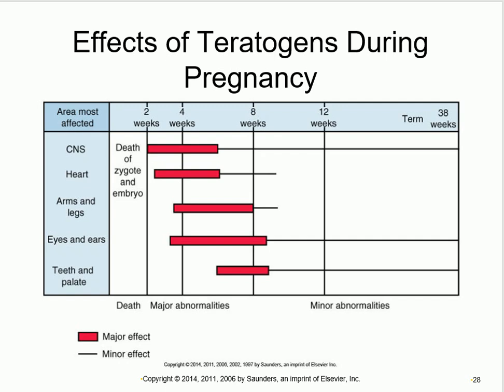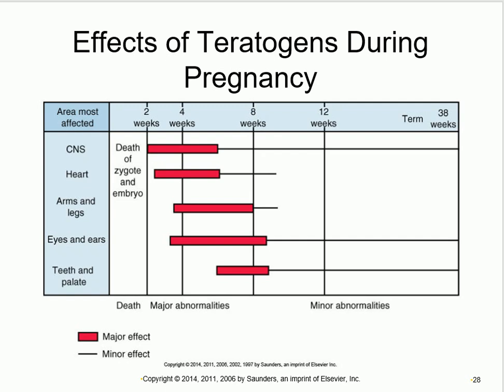If you're exposed to any one of those chemicals, TORCH, anything, during this period of time, the zygote and embryo will die, like in the first 2 weeks. If it happened after that, up to 8 weeks, you have major abnormalities. If you're exposed after that, you will have fewer issues. So is it worse to be exposed early or later in life? Early is the worst. Early is the worst.